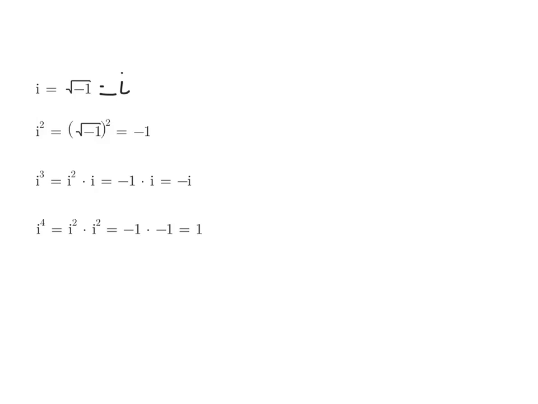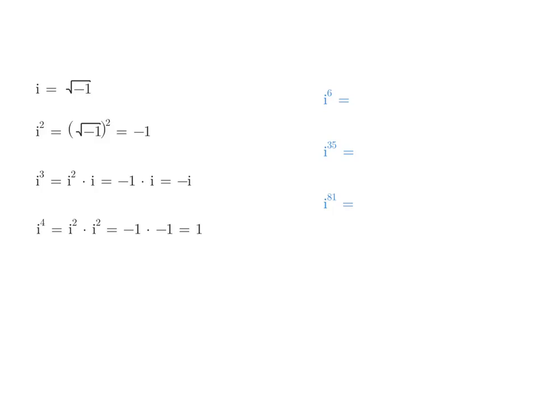Now, what we're going to do is actually simplify some other problems. And the key thing is, since i to the fourth is 1, all you need to do is figure out how many i to the fourths go into each particular term. You'll see what I mean here in a sec. We're going to simplify these 3 problems. What we need to figure out is how many i to the fourths go into each of these.